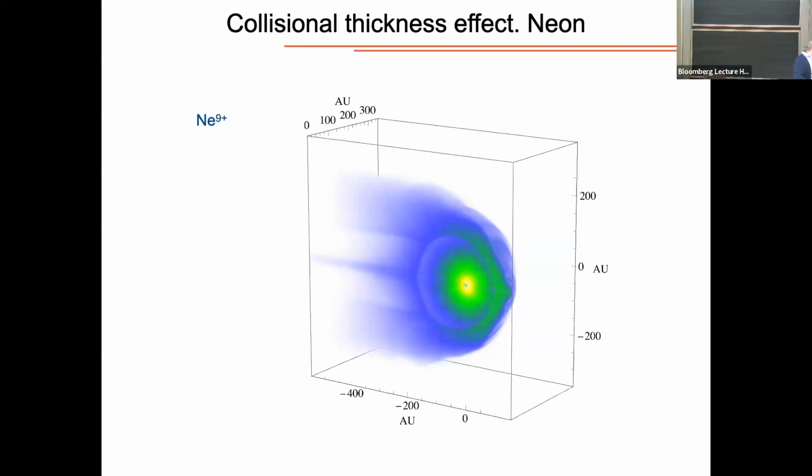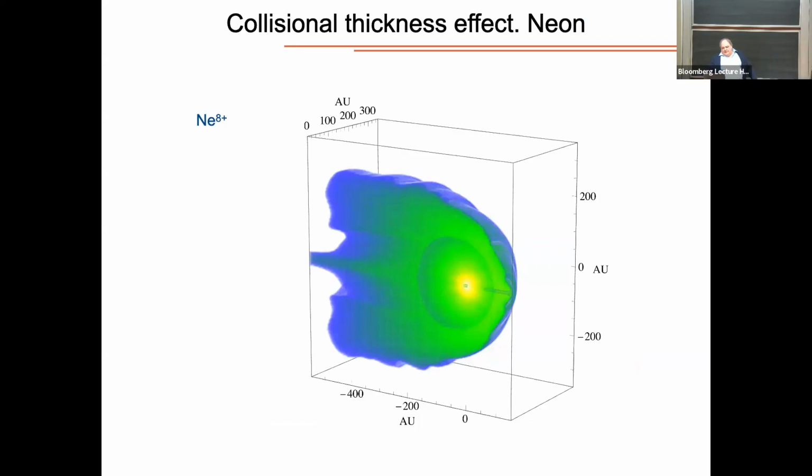This collisional thickness effect is best seen in neon, because neon has lots of X-ray lines. That's why we consider it, although they're quite dim, but nevertheless. Here's the distribution of neon 9 plus. It's mostly near the sun. 9 plus, 8 plus, 7 plus. Now you see that it's fairly uniform, and you have lots of neon 7 plus created from the charge exchange, in particular here, because the density of neutrals is larger here, and the density of the solar wind is larger.